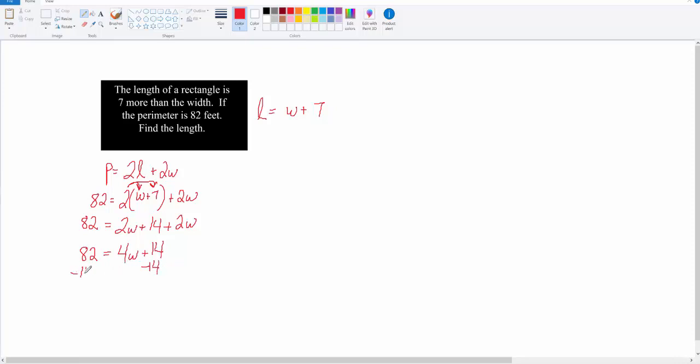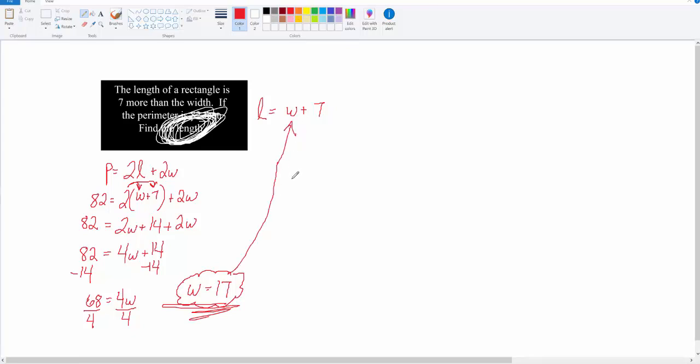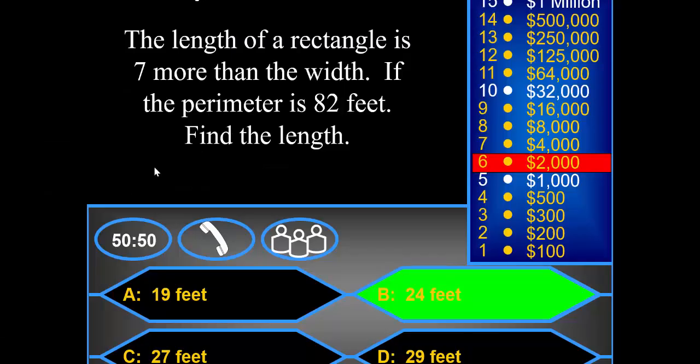Minus the 14 over to get 68 equals 4W. In my last step, I've got to get the W by itself, so I divide by 4. When we divide by 4, we get W equals 17. Now, some of you might have been looking for that answer. Again, in this one, they asked us to find the length. You found the width, so that answer is not going to be there. We plug that 17 back into the length because we know that the length is W plus 7, or 17 plus 7. That's why the answer comes out to be 24. 24 is the answer. Great work.